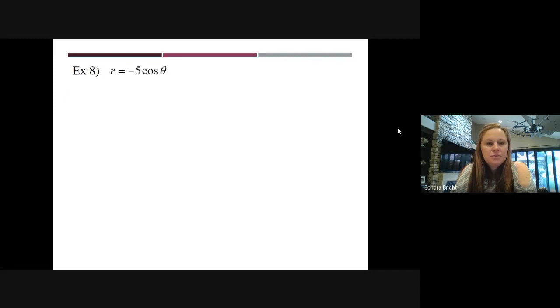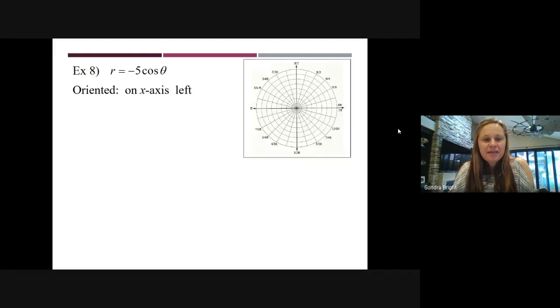Let's do two examples real quick. r equals -5 cosine of theta. This is going to be on the x-axis and to the left of the origin, and the diameter will be 5. So you'll put a point on the pole, the origin, and then go 5 units out to the left: 1, 2, 3, 4, 5. Put a dot, and then you just do your best to make it a perfect looking circle.